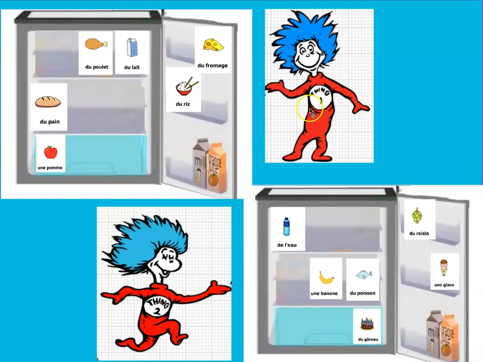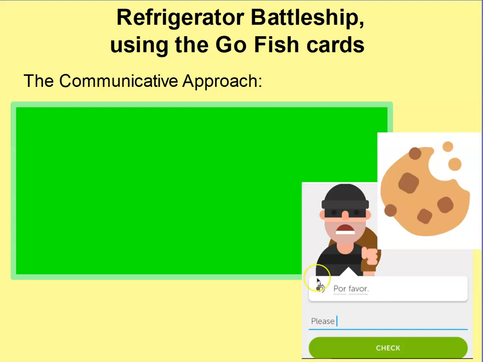Then they could describe to each other, I have chicken on my top shelf of the refrigerator, and then they could draw it in. So that's your information gap. And the choice: I know there's chicken someplace, and where could it be? And then there's feedback. Is your chicken on the top shelf? Yes, it's on the top shelf. So we've got our communicative approach here.